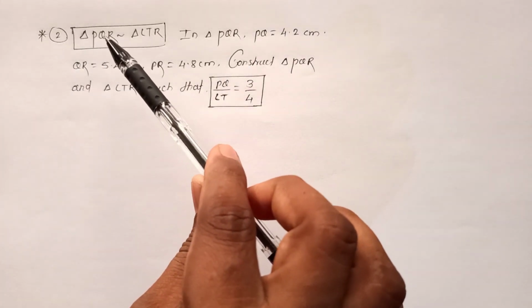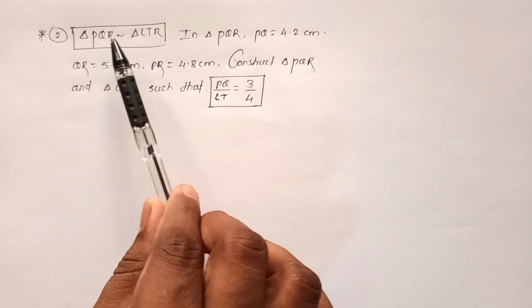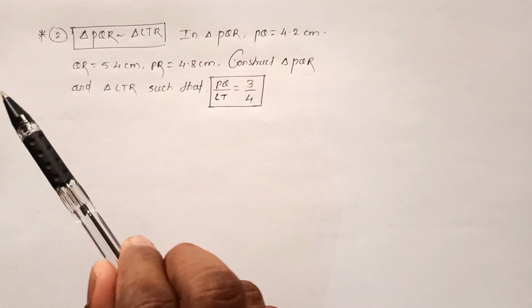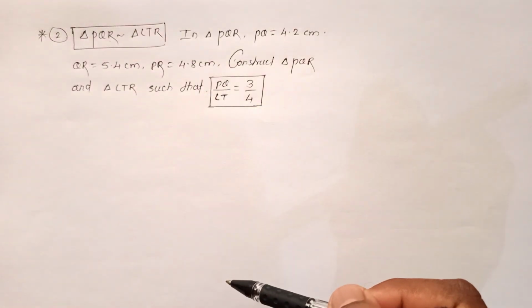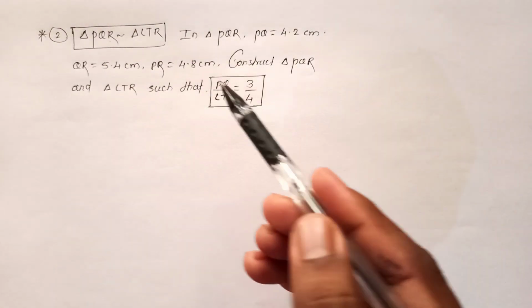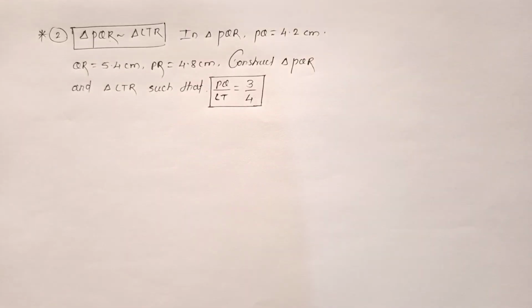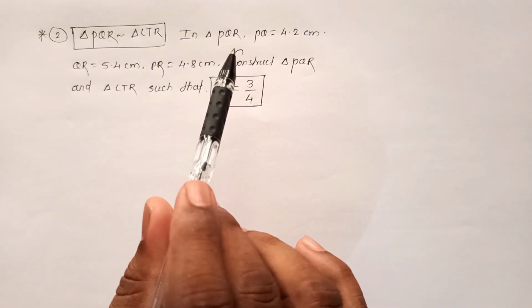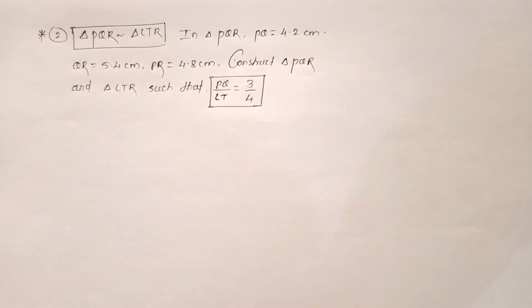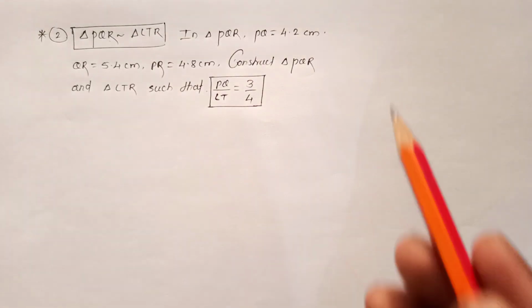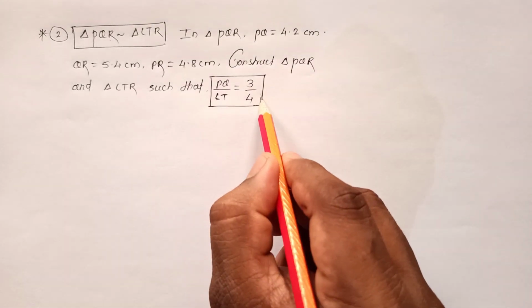If triangles are given in which any one vertex is common, then just like the first one, you need not solve anything here. You can directly construct these two triangles, but before that you have to find out which triangle is smaller and which is bigger. And how to find that out? This ratio will help you.